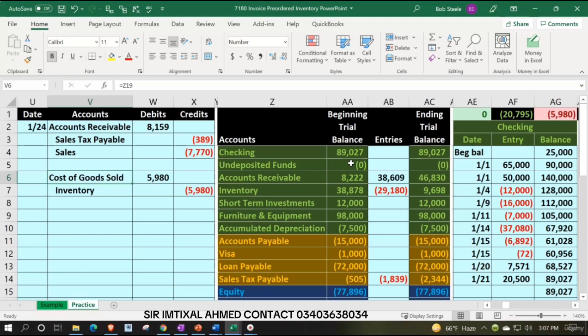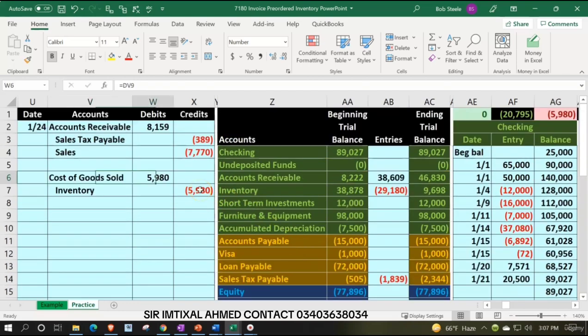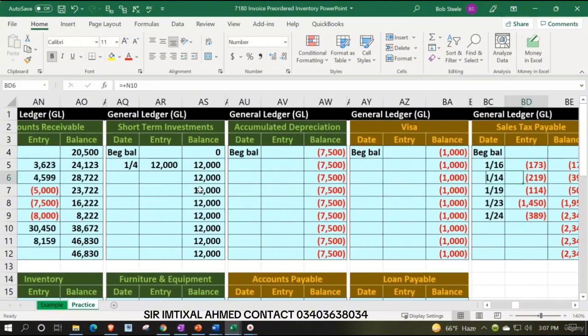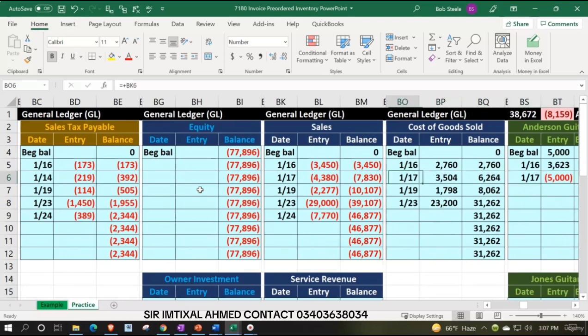So now we got the cost of goods sold. That's like the second or the last income statement account. So we're going to go all the way to the right till we find those. Assets in green, liabilities in orange, equity in blue, and then the other blue with the white lettering for the income statement. Cost of goods sold is on the 224.